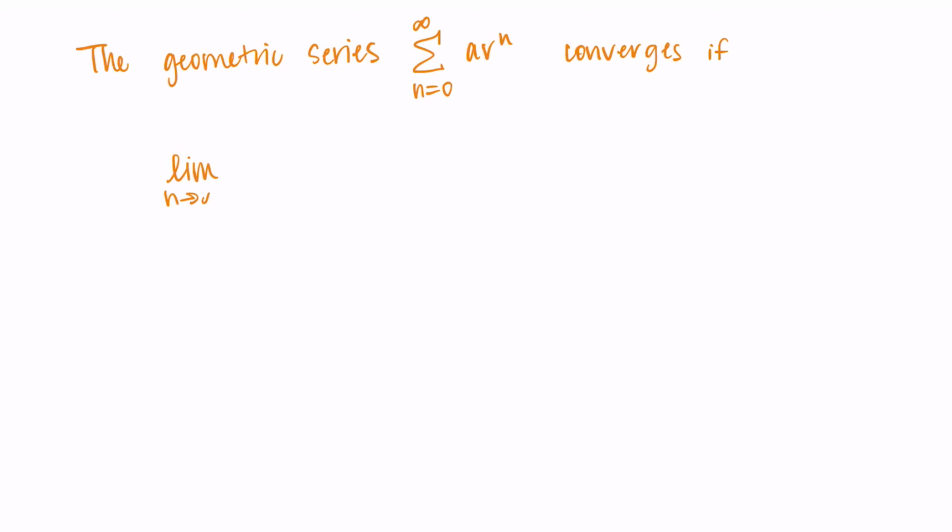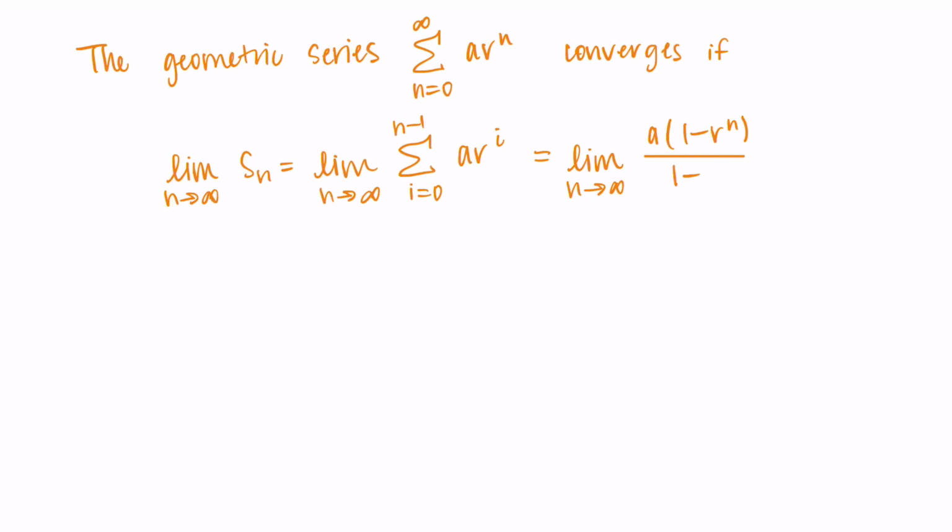Okay, so remember, we know that the infinite series converges if the sequence of partial sums converges. So for the geometric series, we know it converges if the following limit exists. This is the limit as n approaches infinity of the partial sums, which are equal to the sum from i equals 0 to n minus 1 of a times r to the i. We discussed that earlier. But now we know that this is equal to the limit as n approaches infinity of a times 1 minus r to the n all over 1 minus r. So we have this new limit we can worry about and determine where this limit exists.